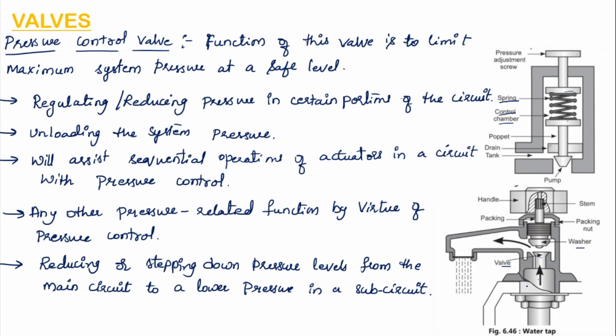We know how the water tap works. Here there is a handle, and this is the stem which is present inside the handle, and then there is a packing and a packing nut. With the help of this valve, which can be moved up and down, we can control the pressure of the water flowing through this tap. This is an example of a pressure control valve. I hope you have understood the topic of pressure control valves and the different types of valves. Thank you.